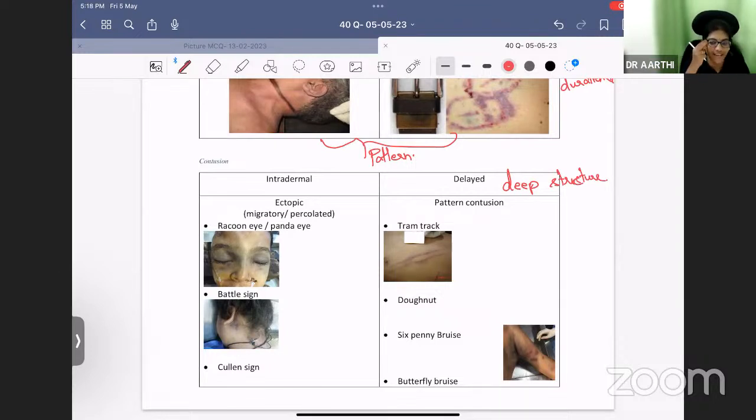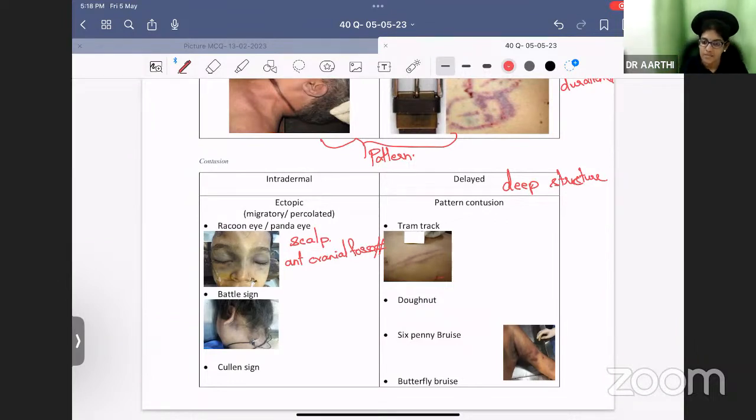Raccoon eye is where the blood gets accumulated around the eyeball. The trauma can be in the scalp, or it can be in the base of the skull, an anterior cranial fossa fracture. Or it can be due to direct trauma. But when it's in the scalp or anterior cranial fossa fracture, we call it the ectopic bruise, which means it's a migratory bruise. It has migrated to the eye region because it's loose areolar tissue.